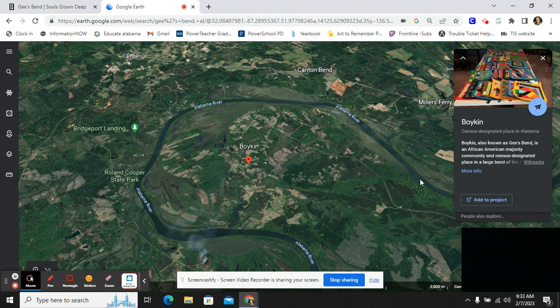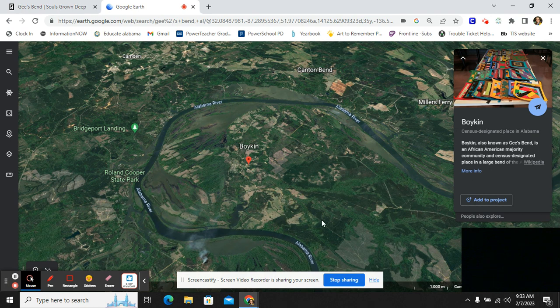I will say it's called Gee's Bend because of the Alabama River here. This suggests a G. Some of us would say, no, that looks more like a C. But it reminded someone of a G, so ergo, the Gee's Bend. That's pretty much how it got that name. But yeah, that is the area we are speaking about.